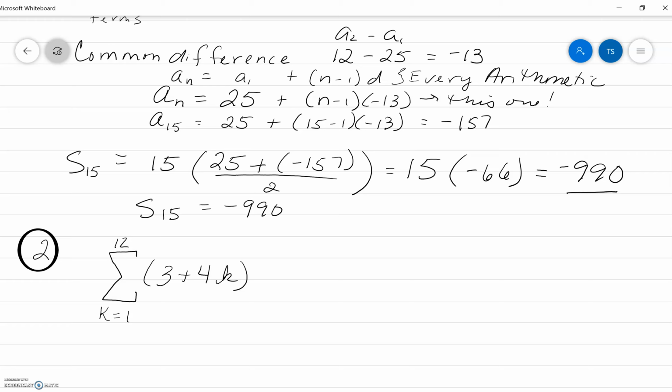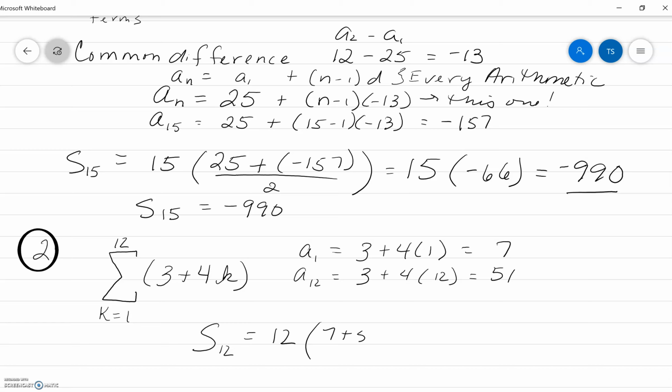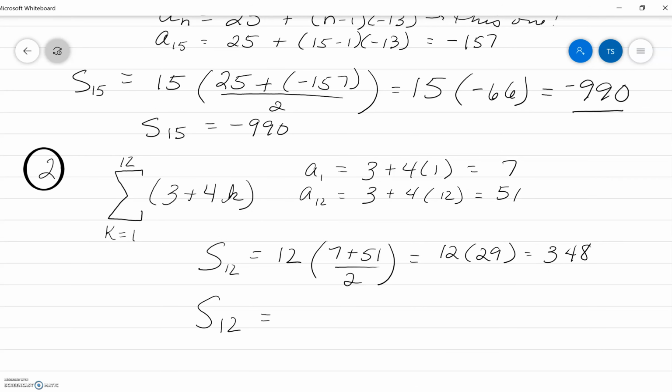When I give it to you this way, it's way easier than when I just list it out as the sum. So ultimately, we need the first term. A sub 1 is 3 plus 4 times 1, which is 7. We need the 12th term, which is 3 plus 4 times 12, which is 51. And that's all we need, and we're ready to do that partial sum formula. So the sum of the first 12 terms in this series is 12 times 7 plus 51 divided by 2, which equals 12 times 29, also known as 348. So the sum of the first 12 terms equals 348.